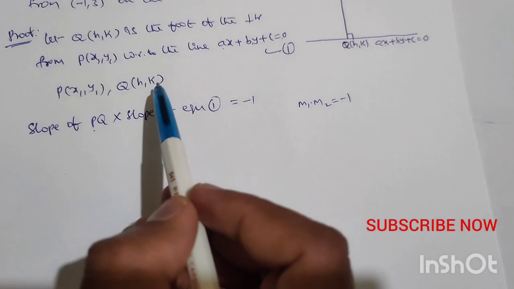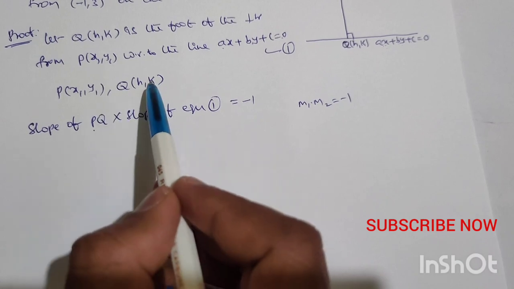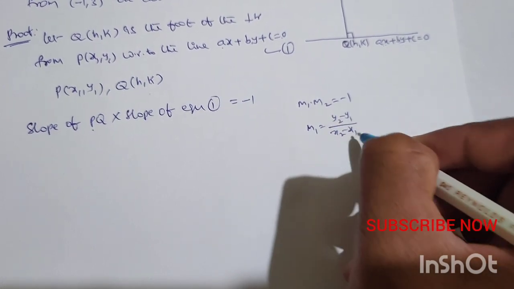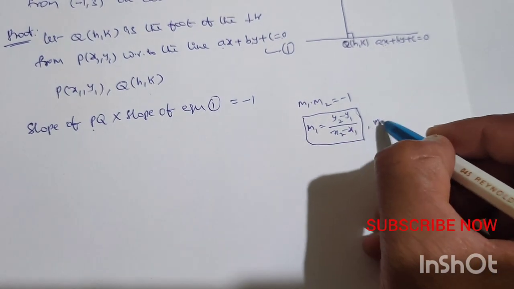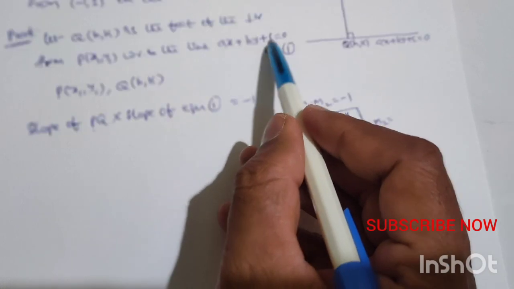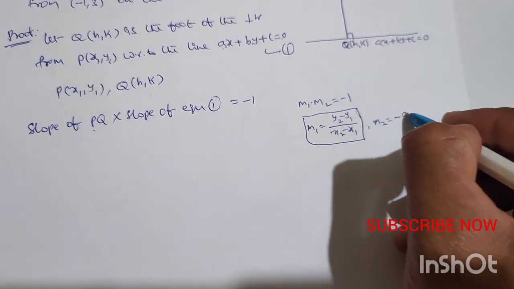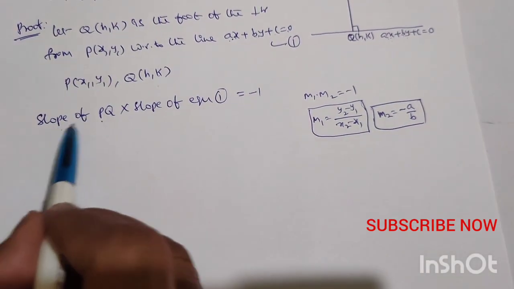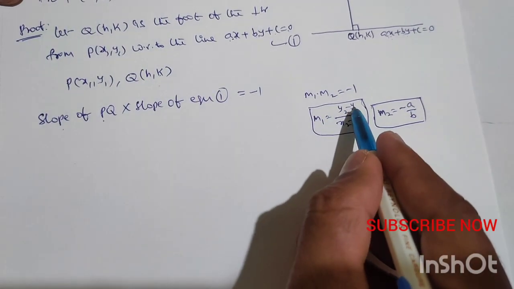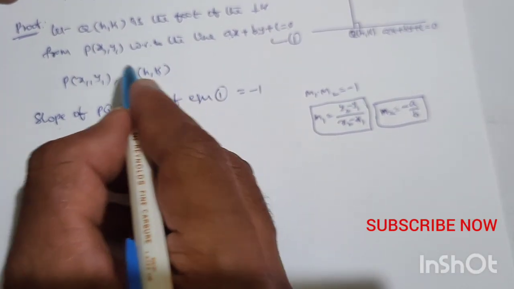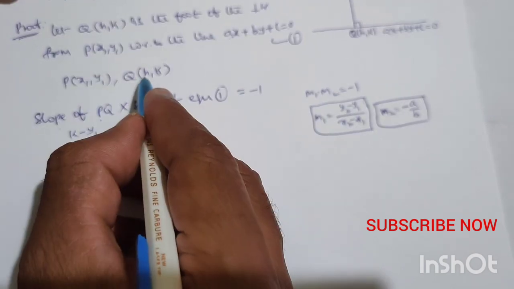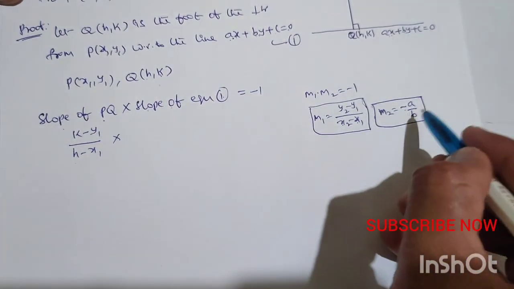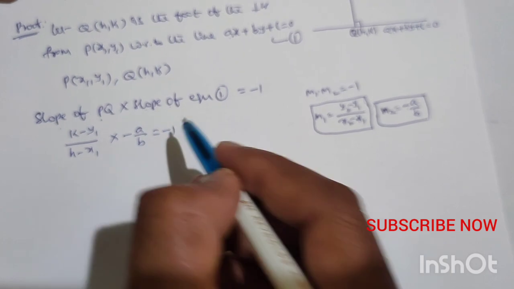Slope of PQ by the two points formula is y2 minus y1 by x2 minus x1. Here y2 is k, so M1 is k minus y1 by h minus x1. And M2, the slope of ax plus by plus c equals 0, is minus a by b. So k minus y1 by h minus x1 into the slope of equation 1, that is minus a by b, equals to minus 1.